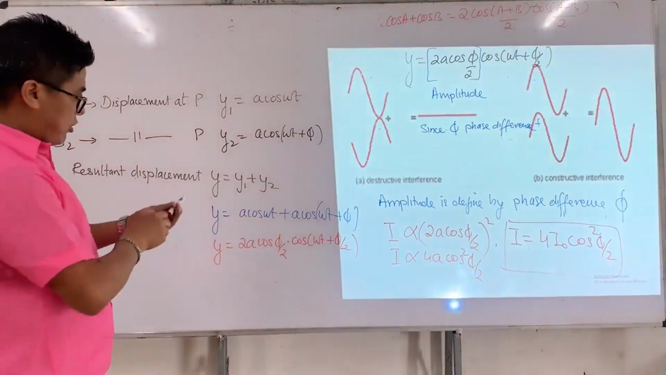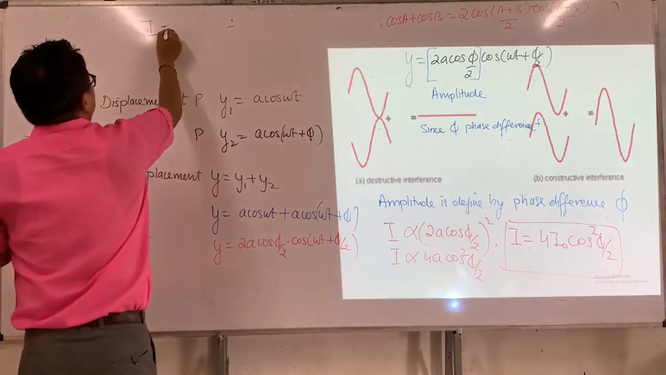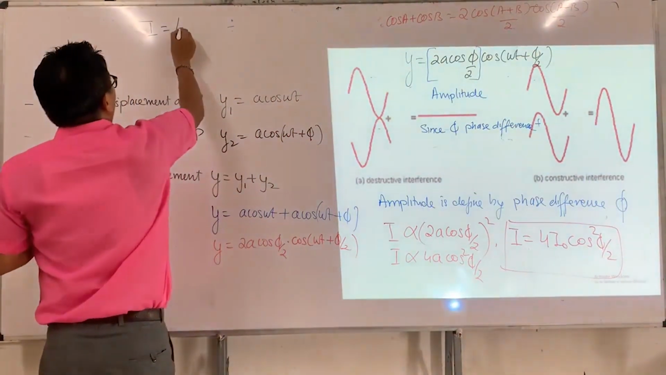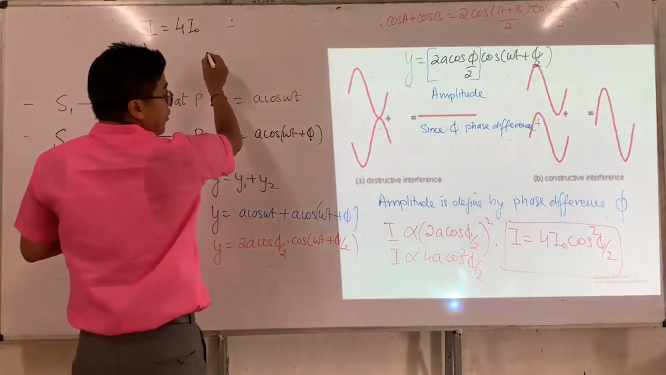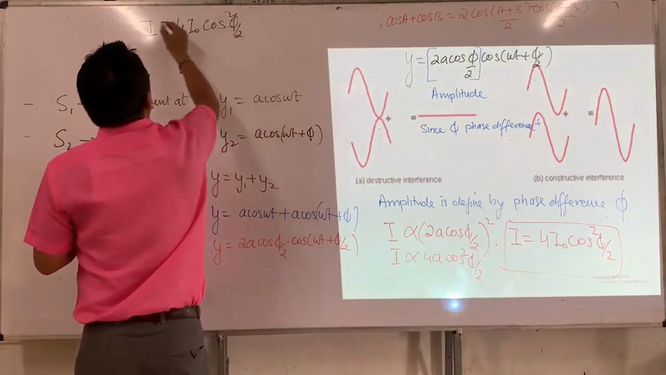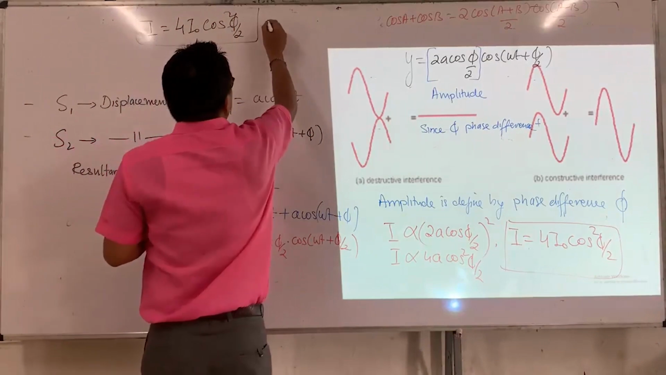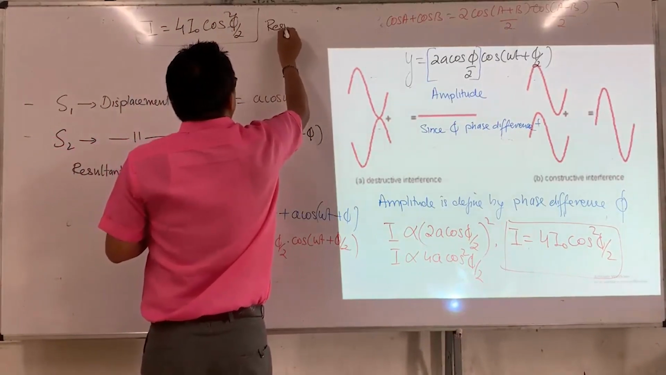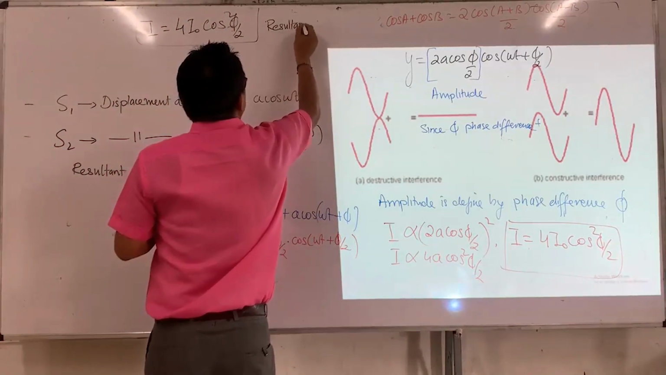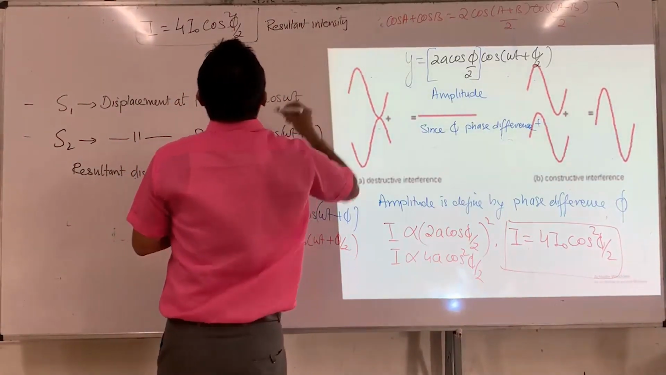Again, I write this equation, it is a very, very important equation. I is equal to 4 I naught cos square phi by 2. This is the resultant intensity.